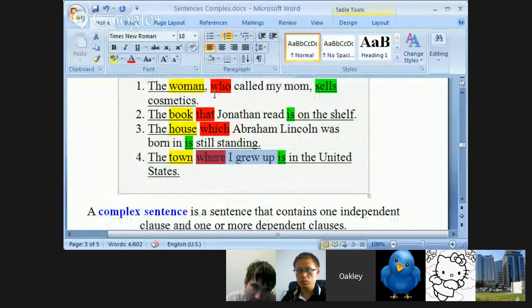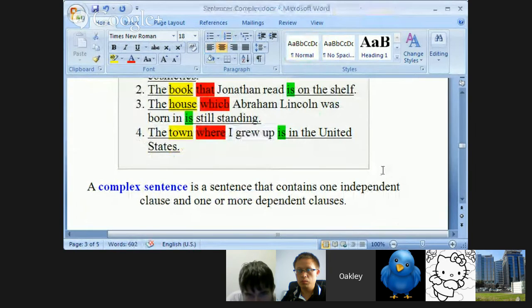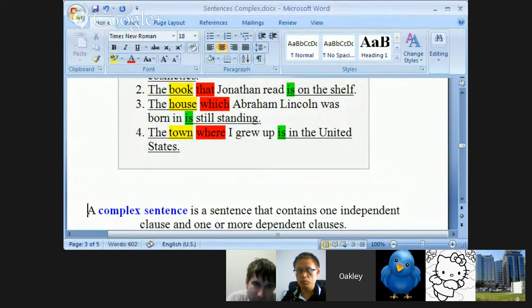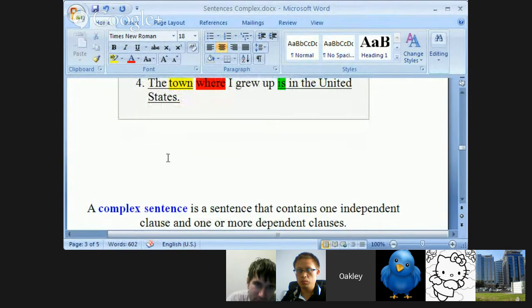Okay, all your relative pronouns, these are all who, that, which, where. These are relative pronouns, but they're also a relative clause. They're also an adjective clause. They're also being used as subordinators in this case.